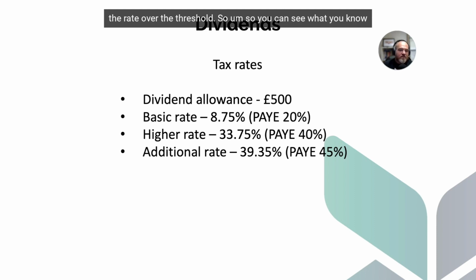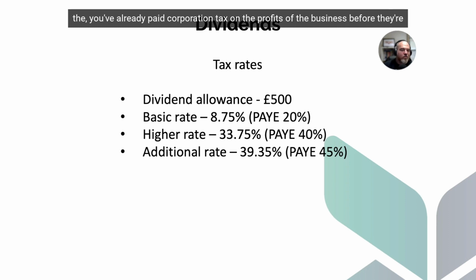So you can see why, as I said earlier, the dividends are taxed at a lower rate: because you've already paid corporation tax on the profits of the business before they're distributed.